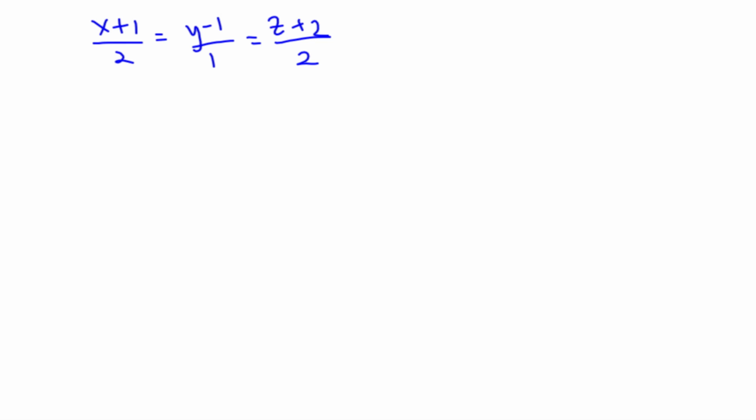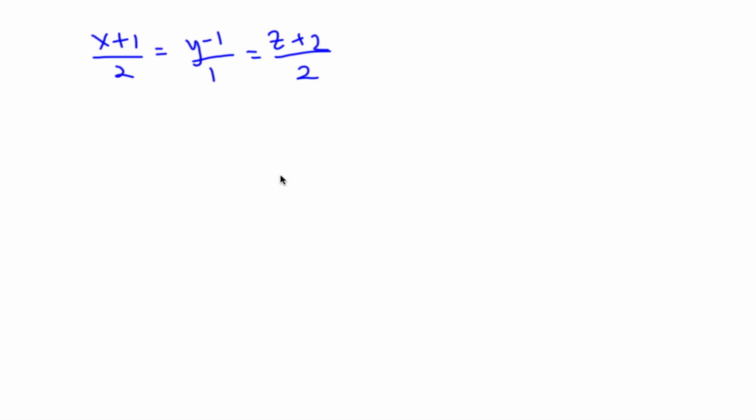There are infinitely many ways to represent this line. This is a line, it's got infinitely many points. If I wanted to, I could start to move everything away from z. So I could multiply everything by 2. It would still be the same line, so then I'd get x plus 1 equals 2y minus 2 equals z plus 2.